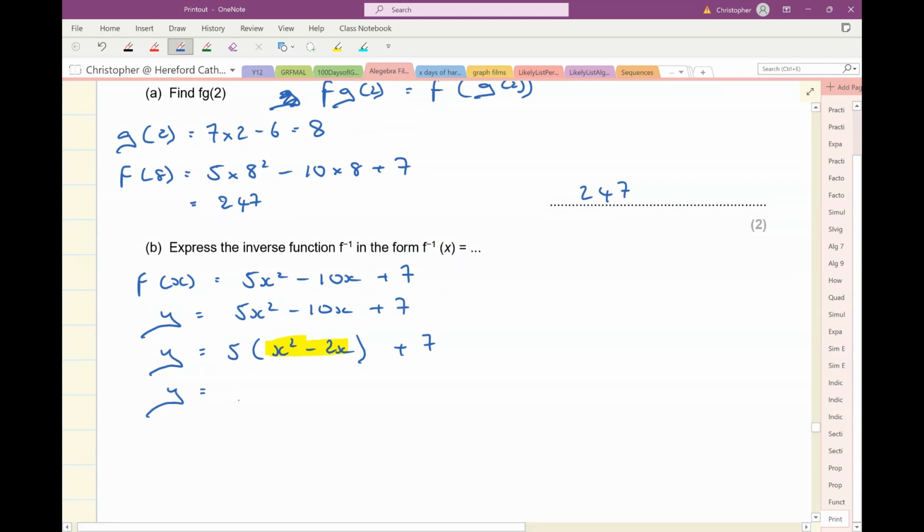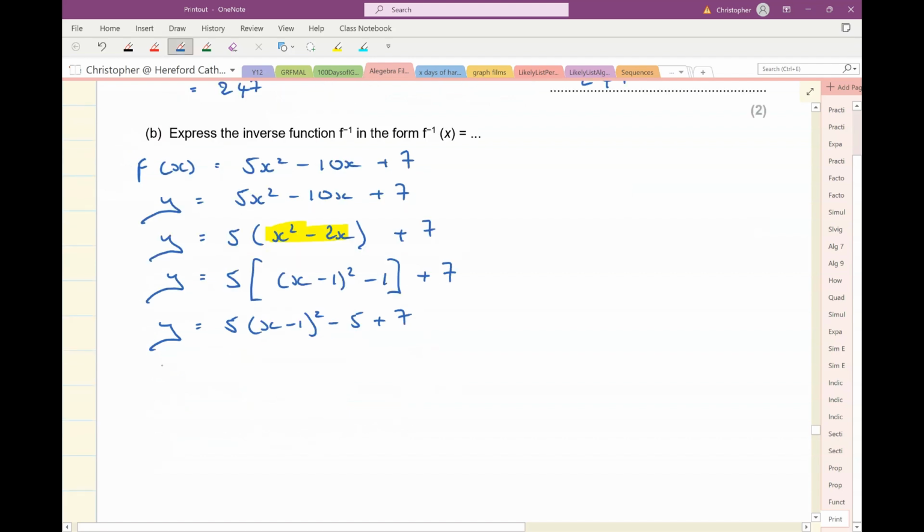So y will be 5, open bracket, x² − 2x, so that's going to be (x − 1)², and that gives me x² − 2x + 1, so I'll need to subtract away that 1, and then add the 7. Right, multiply out that square bracket. 5 lots of (x − 1)² − 5 + 7. Tidy that up. y is 5 lots of (x − 1)² + 2. And now I'm ready to make x the subject. So let's subtract 2 from both sides.